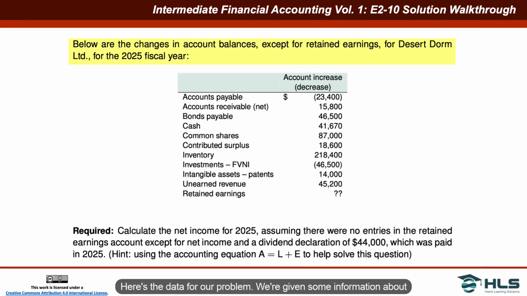We're given some information about changes in account balances, with the exception of retained earnings, for Desert Dorn Limited for the fiscal year ending 2025. So you can see we have various accounts ranging from accounts payable to unearned revenues, and retained earnings as a question mark. Our requirement here is to calculate the net income for 2025, assuming there are no entries in the retained earnings account except for both net income and dividend declaration of $44,000, which was paid in 2025. And the hint is to use the accounting equation to help solve the question.